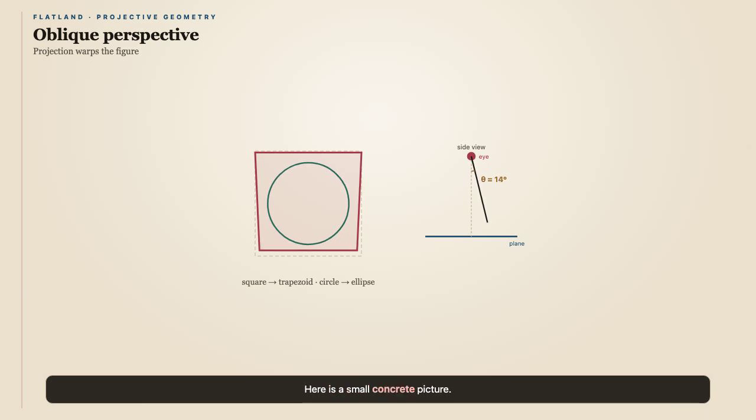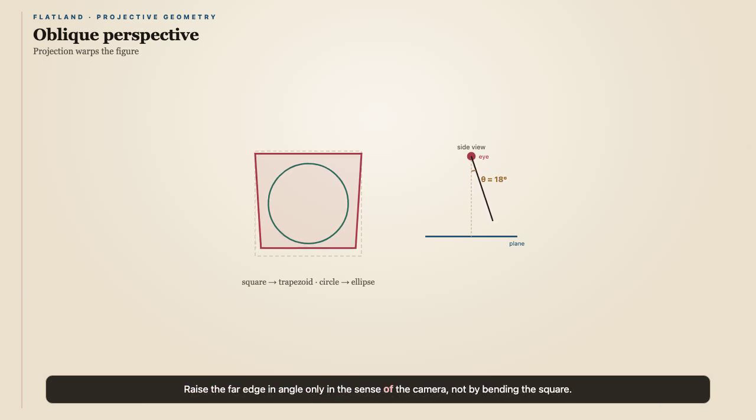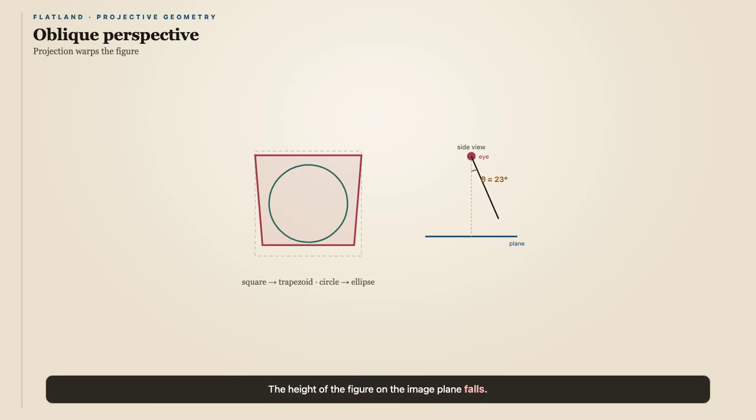Here is a small concrete picture. Place a unit square on the table. Keep one edge near you. Raise the far edge, an angle only in the sense of the camera, not by bending the square. As theta grows, that far edge occupies fewer degrees of visual angle. The height of the figure on the image plane falls. Corners that were right angles may look acute or obtuse after projection. Children discover this when they draw a tabletop and struggle to make the legs look right. Projective geometry is the adult name for that childhood puzzle.